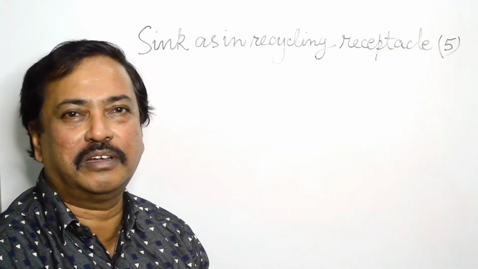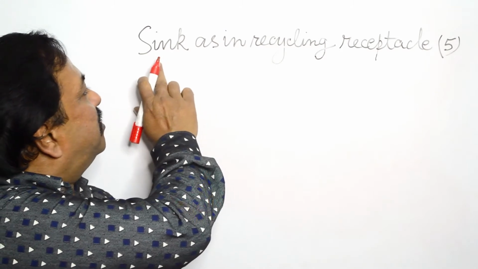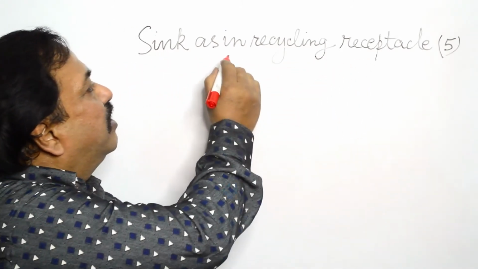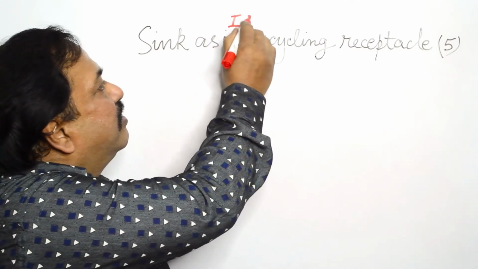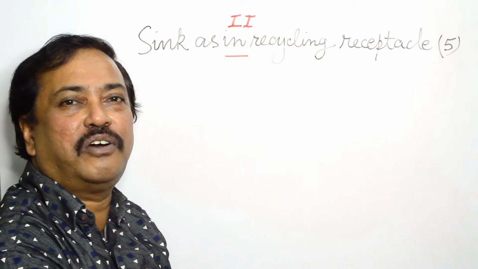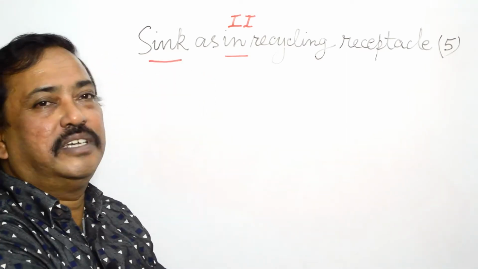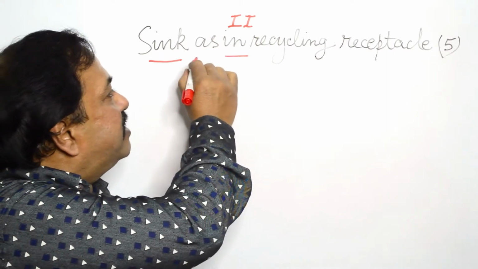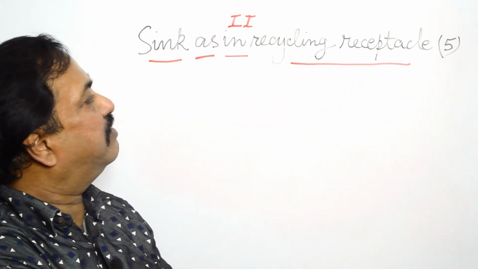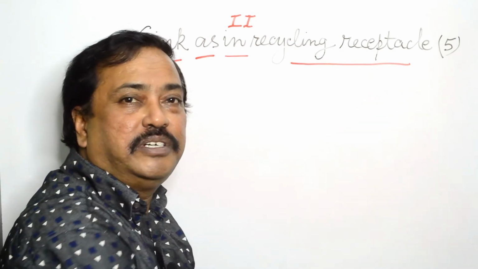Let's take some insertion clues. We start with this, sink as in recycling receptacle. Now in is a content indicator or an insertion indicator. Now sink is our definition here. We have the X part as and the second Y part as recycling receptacle. Asking for a 5-letter word.